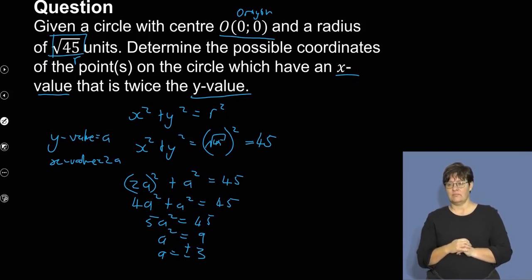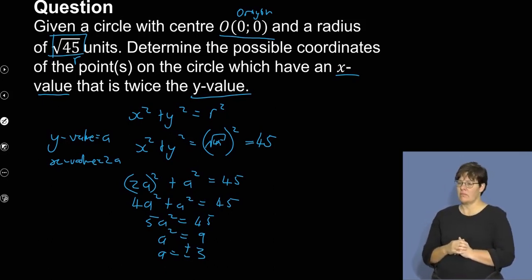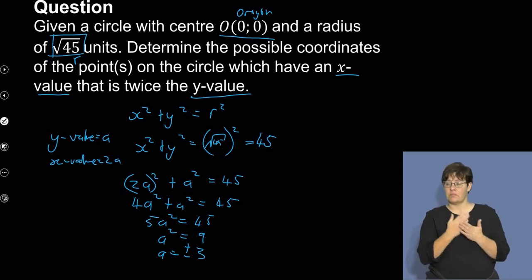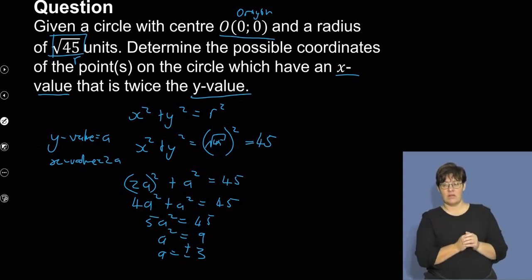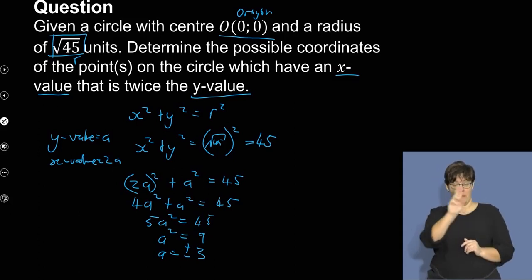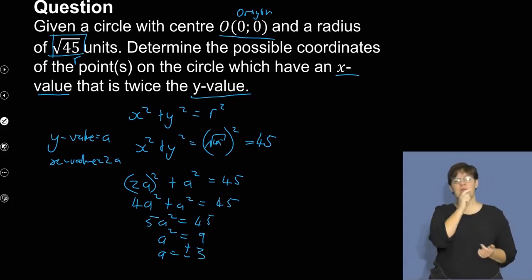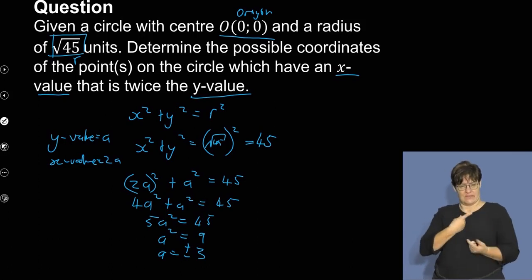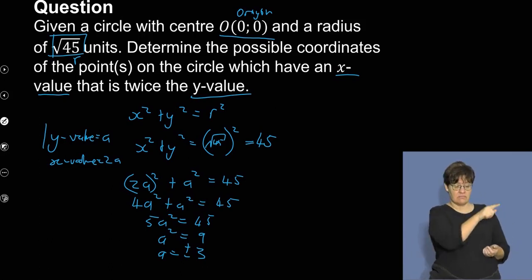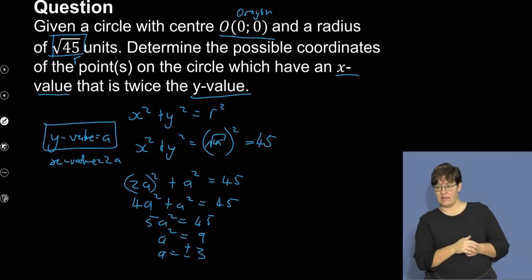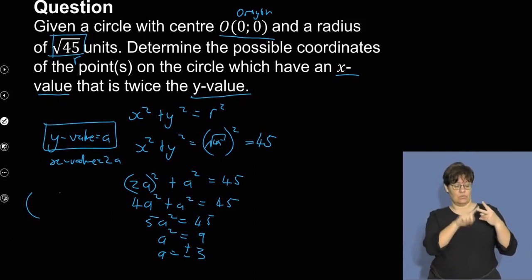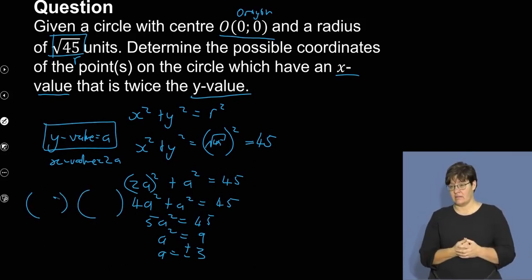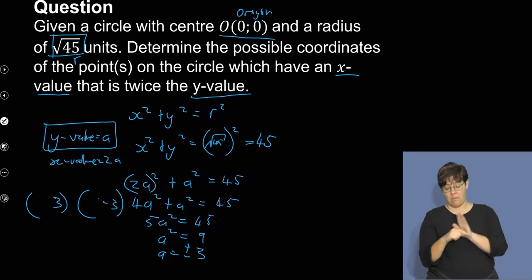But again, now we need to answer the question. They've said determine the possible coordinates of the points, so they actually want the coordinate pairs. Someone else used B, someone else used M, so I can't leave my answer as A because that was what I created. So what is A? A is the Y value, and so I've got 2 points. It's either going to be a Y value of 3 or a Y value of minus 3.